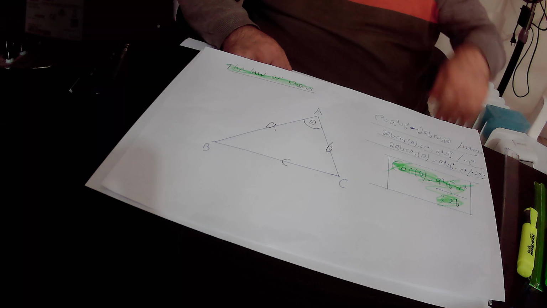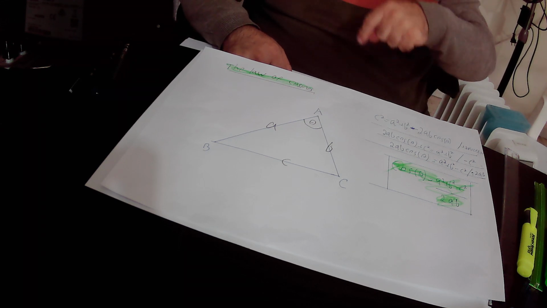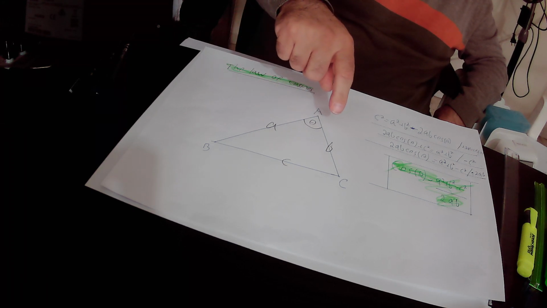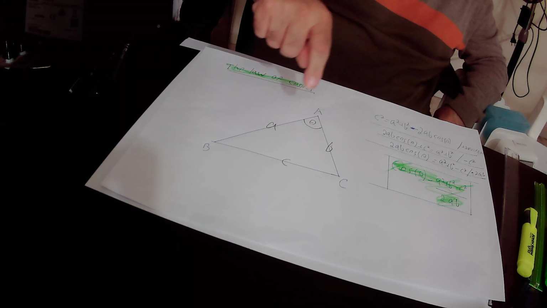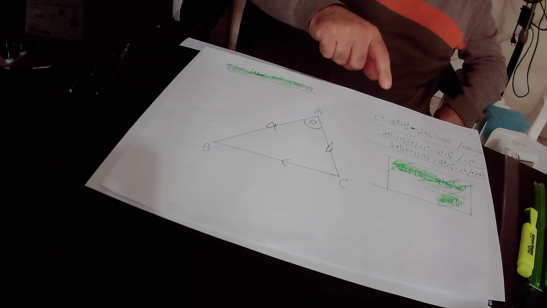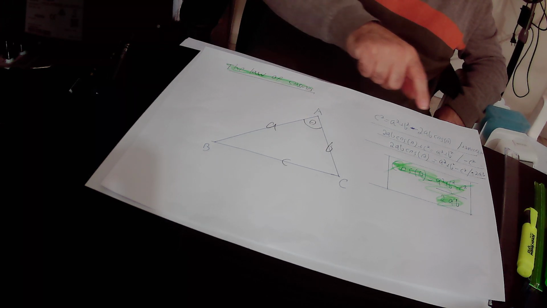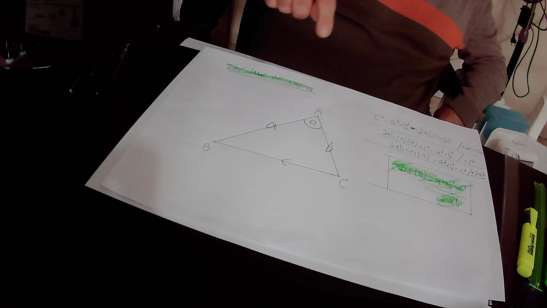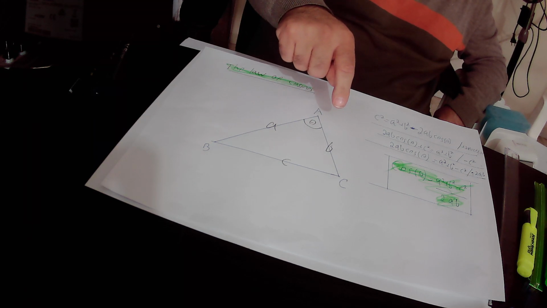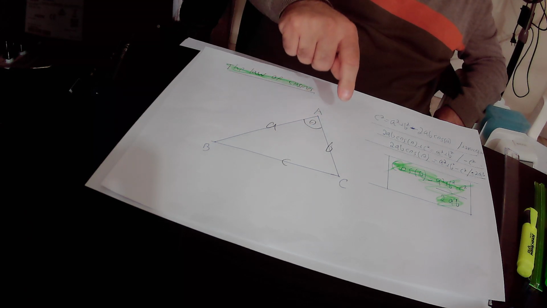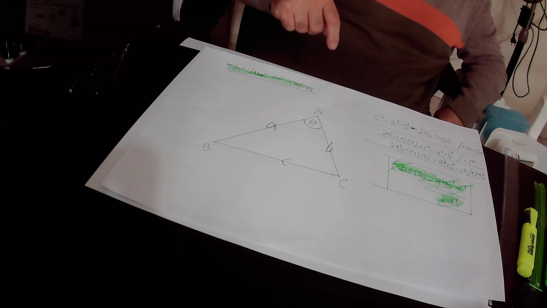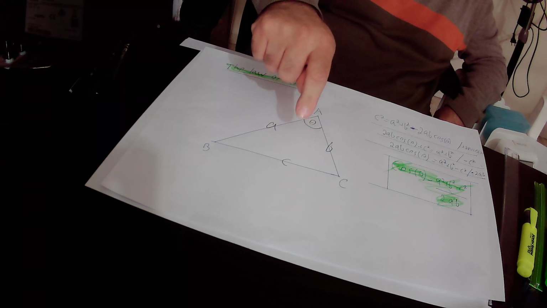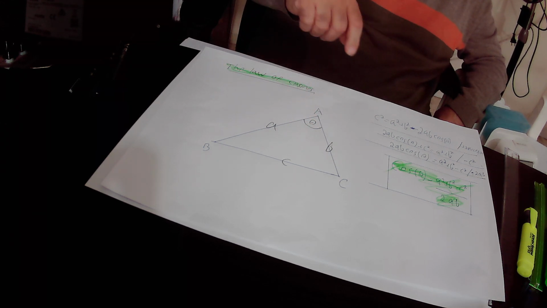And according to the law of cosines, in this triangle, C squared equals A squared plus B squared minus 2 times A times B times cosine theta. So from this equation, it is very easy to arrive at this equation: cosine theta equals A squared plus B squared minus C squared over 2 times A times B. Again, cosine theta equals A squared plus B squared minus C squared over 2AB.